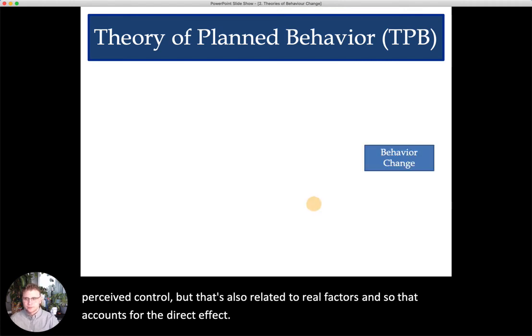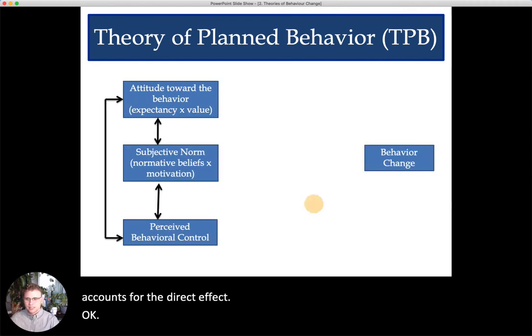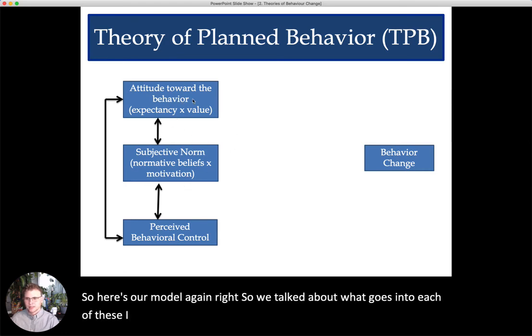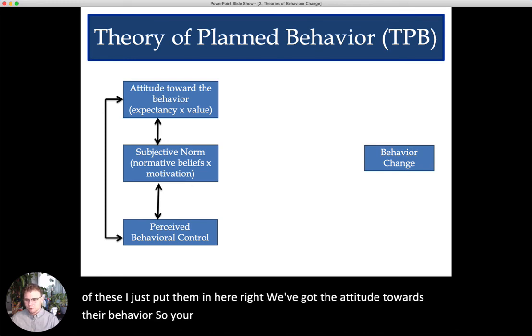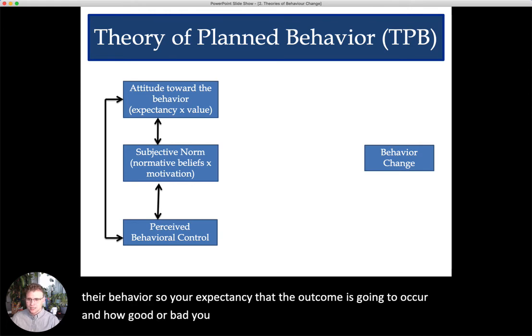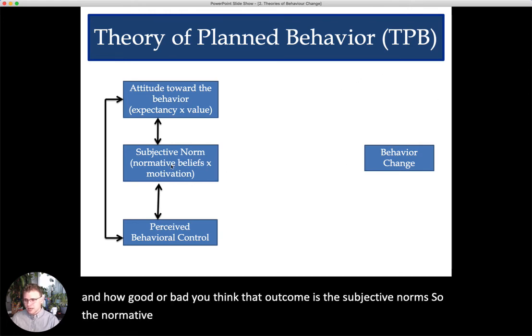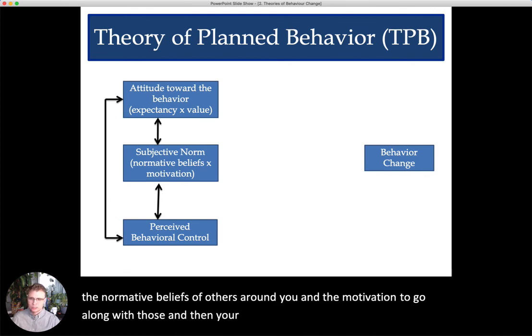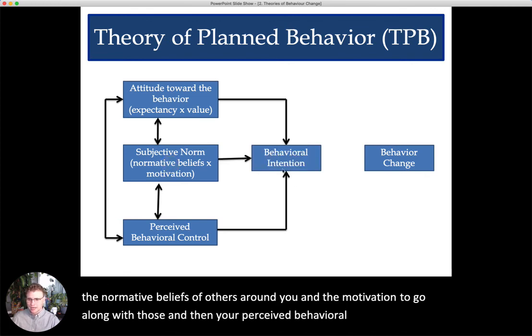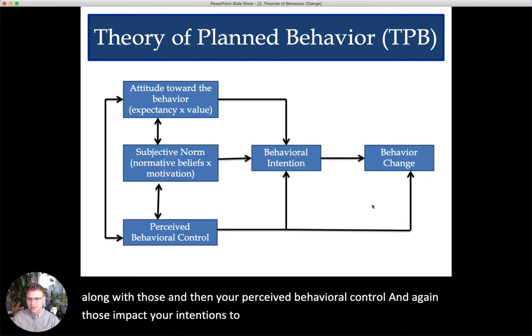Okay. So here's our model again. Right, so we talked about what goes into each of these. I just put them in here. Right, we've got the attitude towards the behavior, so your expectancy that the outcome is going to occur and how good or bad you think that outcome is, the subjective norms, so the normative beliefs of others around you, and your motivation to go along with those, and then your perceived behavioral control. And again, those impact your intentions to form the behavior and the behavior change itself.